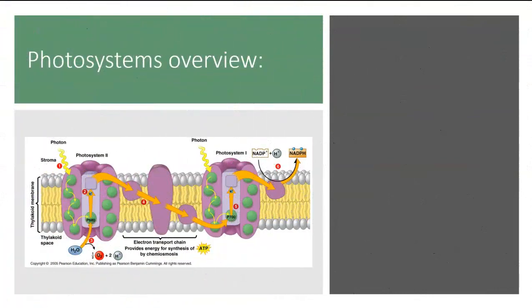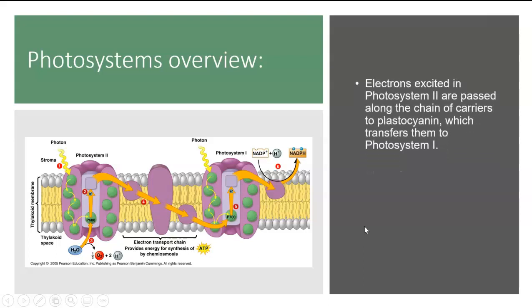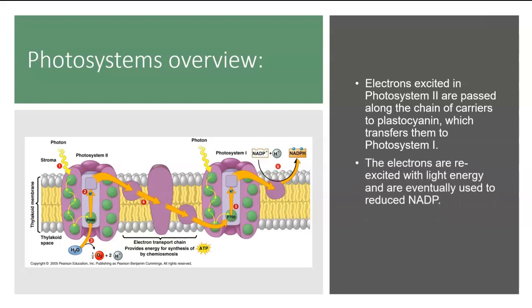So, an overview of the photosystems, photosystem 1 and photosystem 2. Electrons excited in photosystem 2 are passed along the chain of carriers to plastocyanin, which transfers them to photosystem 1. The electrons are re-excited with some light energy and are eventually used to reduce NADP.